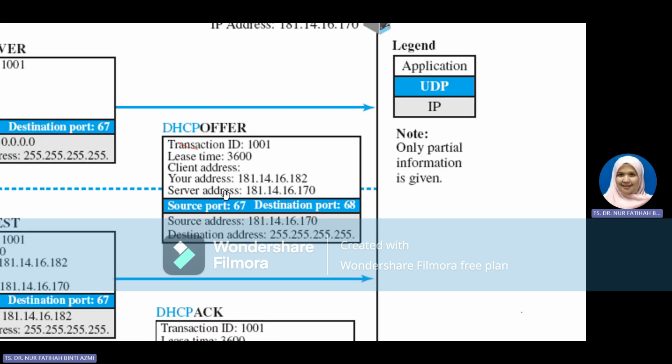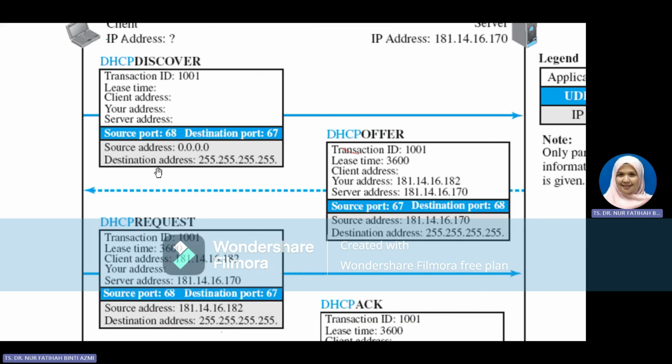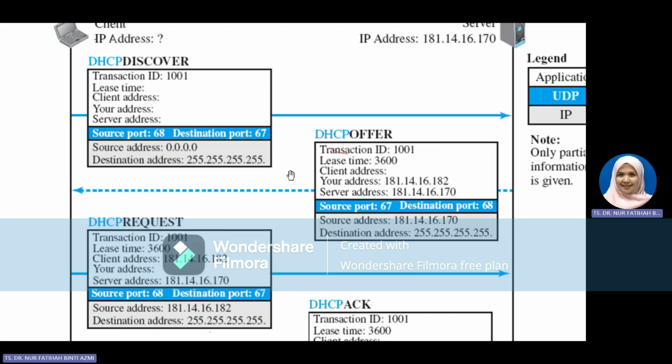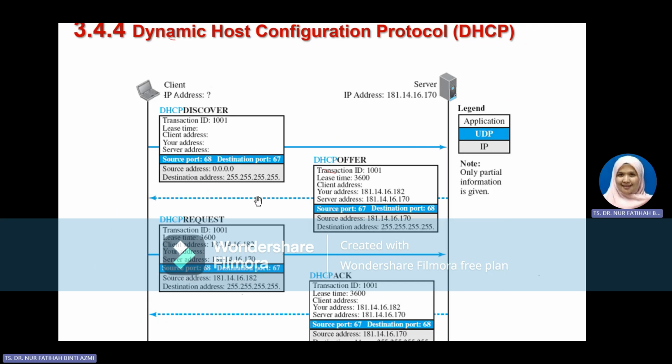It's like, hey new laptop, I want to offer you the address of 181.1.4.1.6 and 182. And the lease time given to you is 3,600 seconds, about 1 hour. And we can see the second box here. The server sends this offer back to the client using its own port 67.